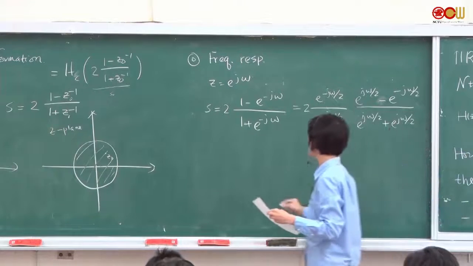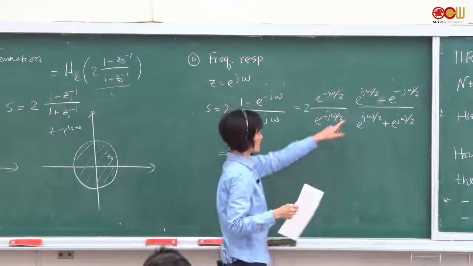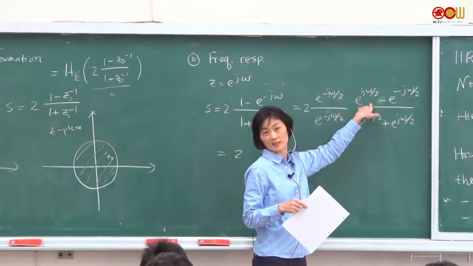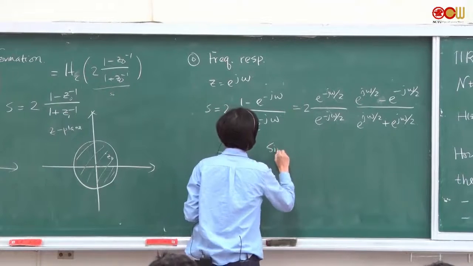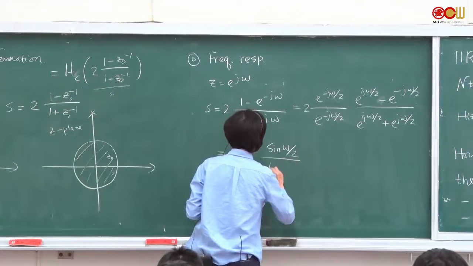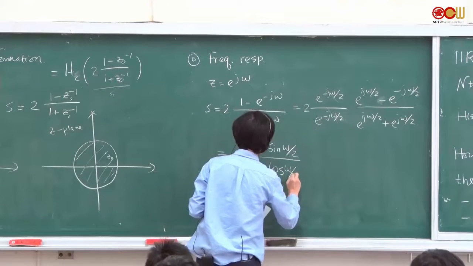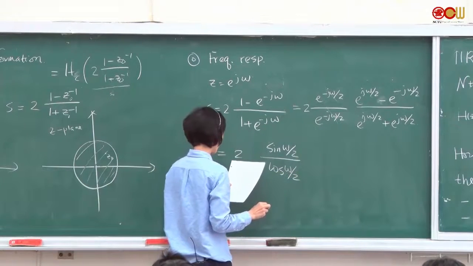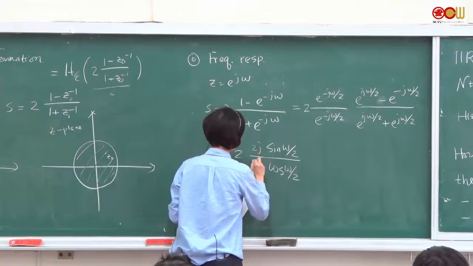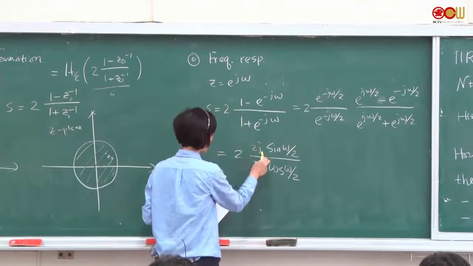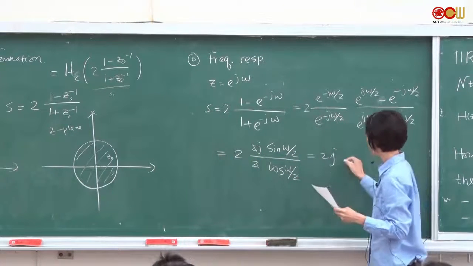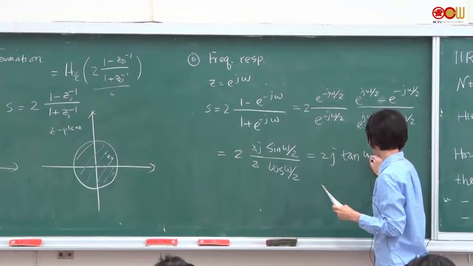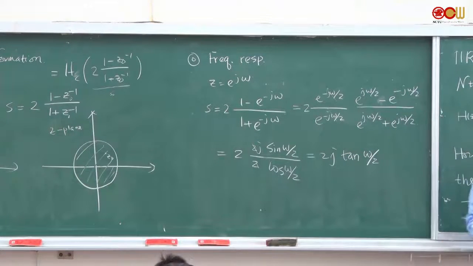And at the numerator, we get 2j sine, right? 2j sine of half omega. At the bottom, we get cosine of half omega. And we got 2j here and a 2 here. We cross out 2 and 2. Then we get just 2j, and then tangent of omega over 2. Tangent of omega over 2.